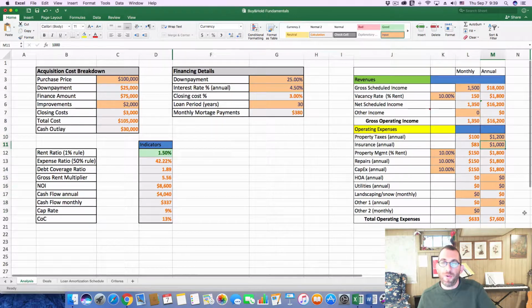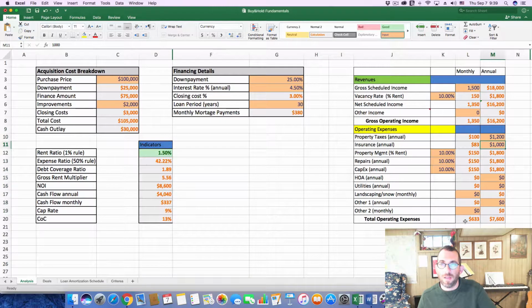In the end, you get a calculation for your total operating expenses. So if your gross operating income was $1,350, and then you have your $633, you now have what's called NOI. The way I calculate the NOI is annual, so it's the 1620 minus the 760. Your NOI comes out as 8,600. That is the money, that's the revenue. I'm sorry, that's also not correct.